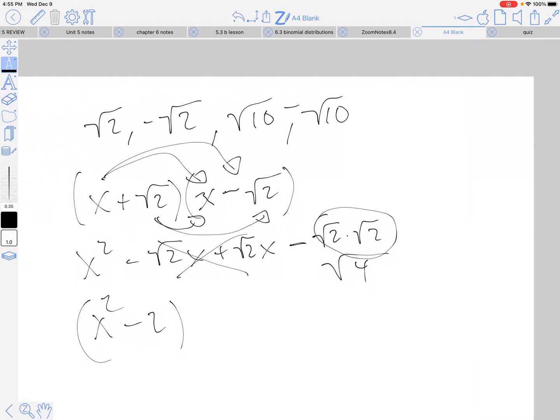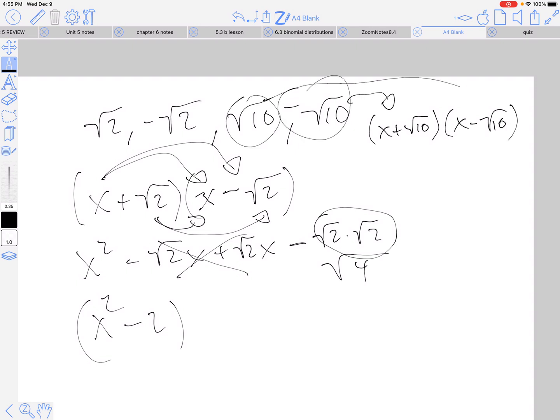So we need to do the same thing here, x plus root 10 times x minus root 10. Now I'm just switching the symbol, right? But just notice how I go to factor, just like you did in the others. But you're going to notice a trick. Whenever you have conjugates multiplying, you can just think of it as a squared minus b squared, and you don't have to do the whole process.